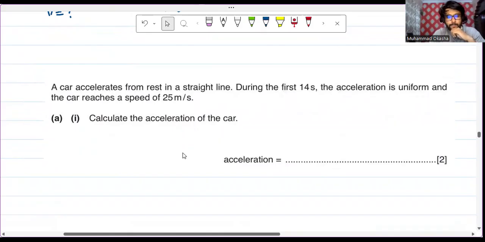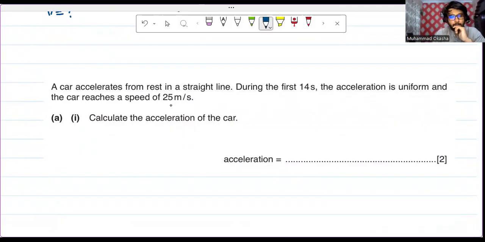A car accelerates from rest in a straight line. During the first 14 seconds, the acceleration is uniform and the car reaches a speed of 25 meters per second. Right, so initial velocity is 0, time is equal to 14, and final velocity equals 25. We need to find out the acceleration. We know that it's V minus U by T.